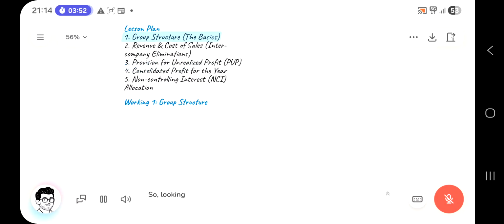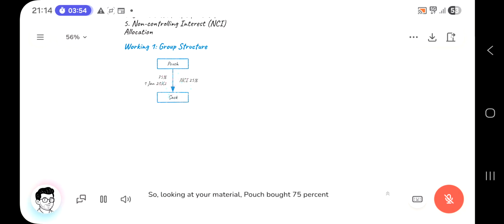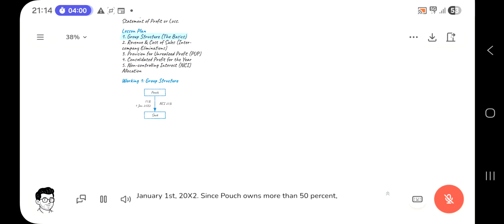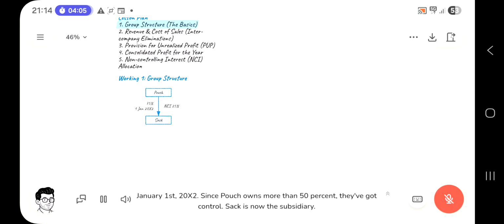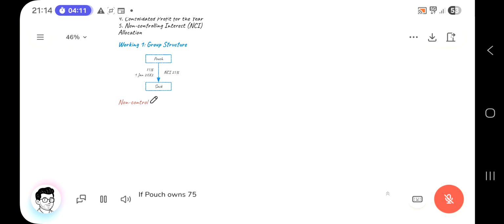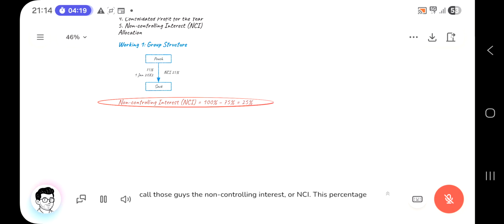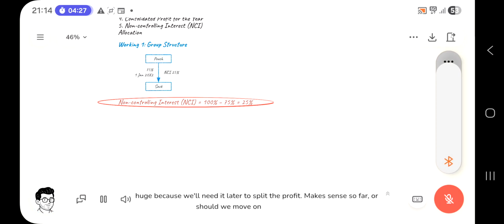So, looking at your material, Pouch bought 75% of SAC on January 1st, 20X2. Since Pouch owns more than 50%, they've got control. SAC is now the subsidiary. If Pouch owns 75%, that leaves 25% for the outsiders. We call those guys the non-controlling interest, or NCI. This percentage is huge because we'll need it later to split the profit. Makes sense so far, or should we move on to the numbers?